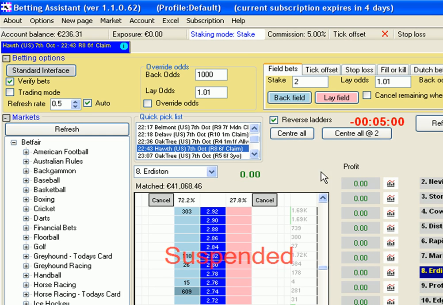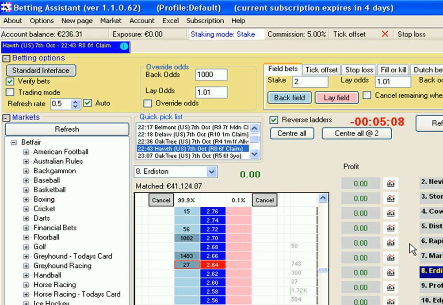The race has gone off now, and Erdeston has gone off as our favourite. God knows whether he wins. The whole idea of trading is you don't care whether he wins or loses. Oh no, the race hasn't gone off. We have a withdrawal. Number 7 has gone, Marky P. So the market gets suspended when a horse is pulled out. There we are now, it's just coming up on the screen.